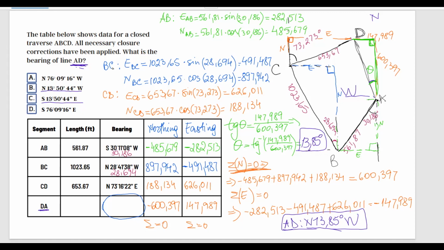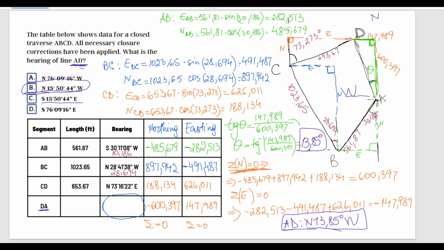Perfect. So now looking at both options, I see I have northwest, southeast. Obviously, the correct answer is going to be B. North 13 degrees, 50 minutes, 44 seconds, west. Great. We're done with that.